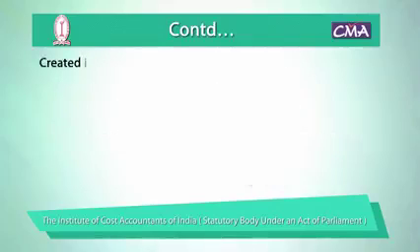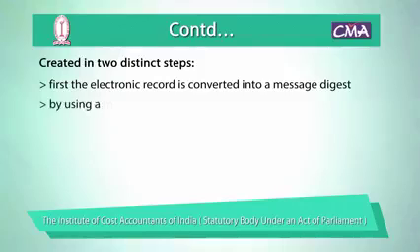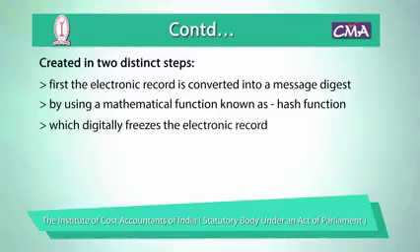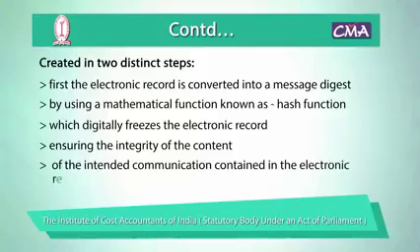Now, continuing with it, the digital signature is created in two distinct steps. What are the steps? First, the electronic record is converted into a message digest by using a mathematical function which is known as a hash function, which digitally freezes the electronic record, thus ensuring the integrity of the content of the intended communication contained in the electronic record. Any tampering of the content of the electronic record will immediately invalidate the digital signature.